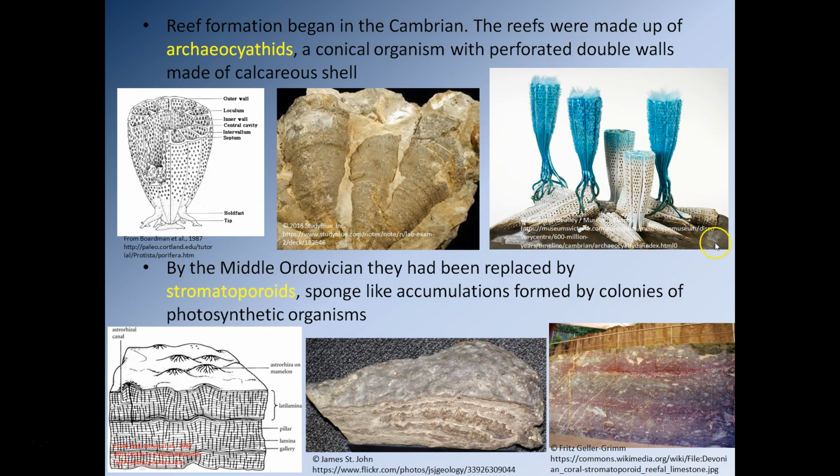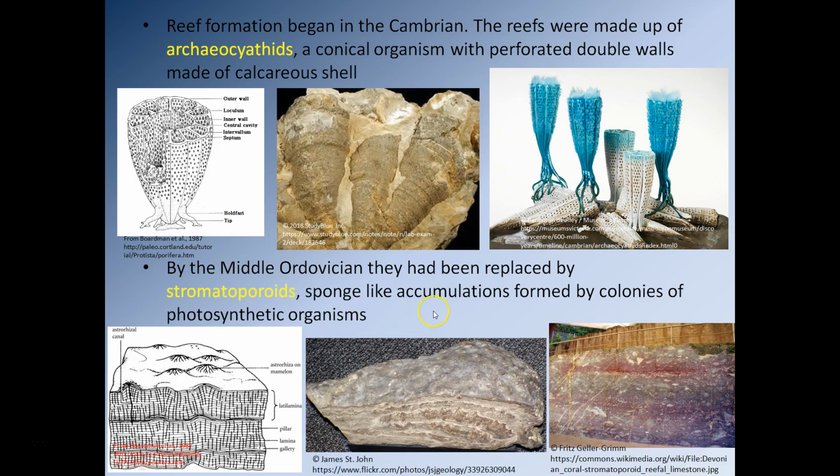So reef formation in the Cambrian was dominated by one type of organism. That's the archaeocyaths, which I probably pronounced massively incorrectly. They are conical shaped organisms. They had perforated walls, and they had shells made of calcium carbonate. You can see them here. That's a general sketch of one. Here's a fossil, and this is a model showing how they would have grown. Now, the archaeocyaths didn't actually make it out of the Cambrian.